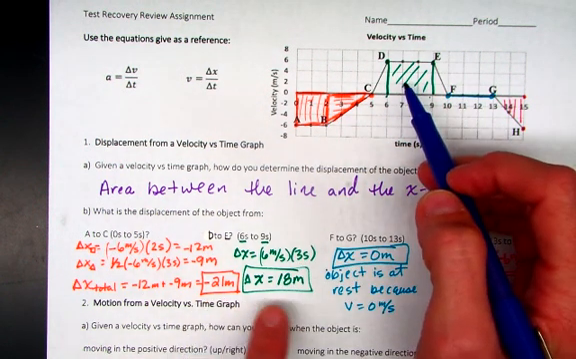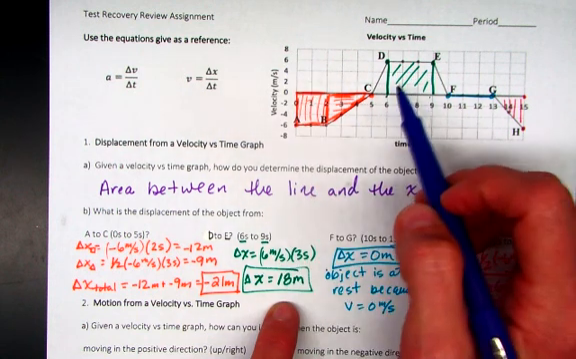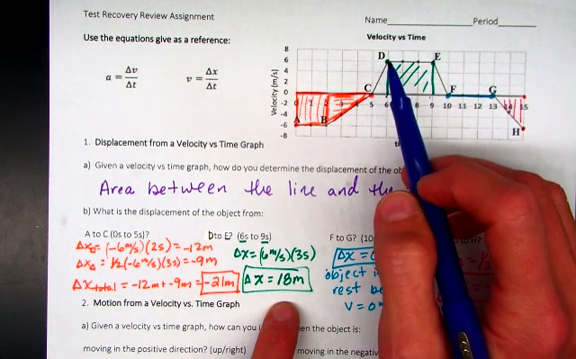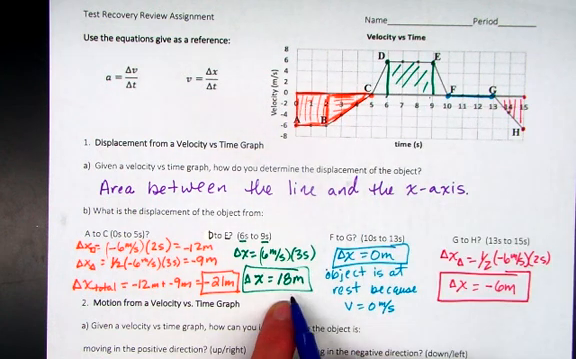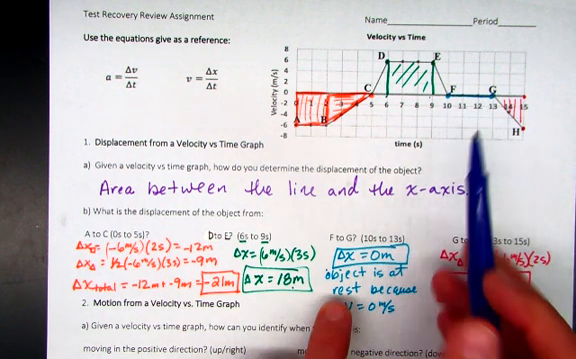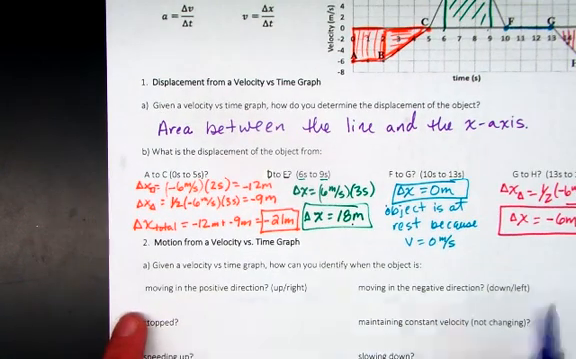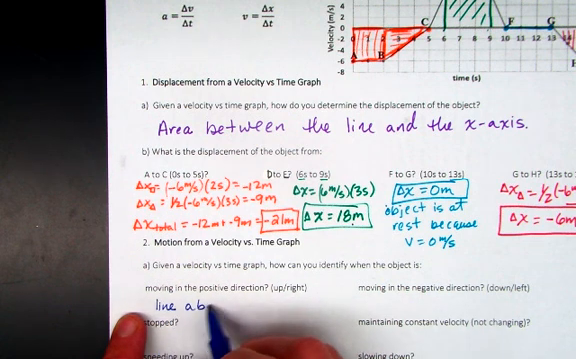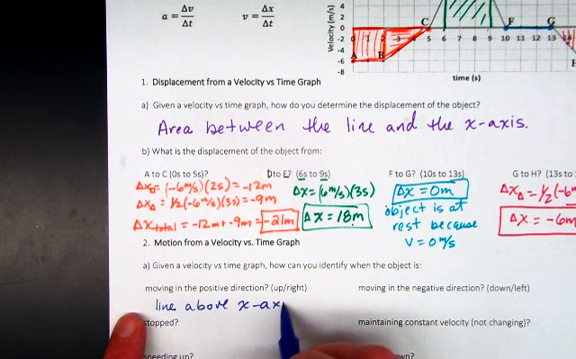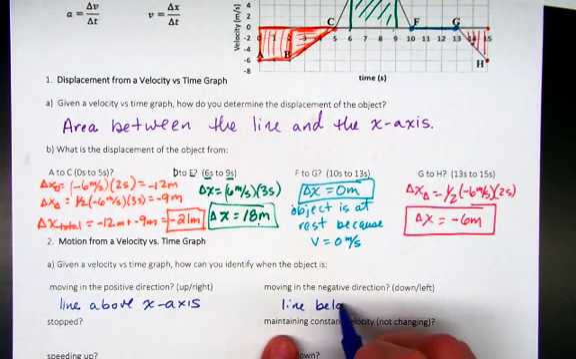And here, the reason why I have a positive displacement is because I'm moving in the positive direction. All my velocity values above the x-axis, all of them are positive values of velocity, which means I'm moving in the positive direction, and I will have a positive displacement. And if I'm on the x-axis, I'm not moving, so I don't have displacement. So over here, moving in the positive direction, all you have to do is look to see when the line is above the x-axis. For negative, the line is below the x-axis.